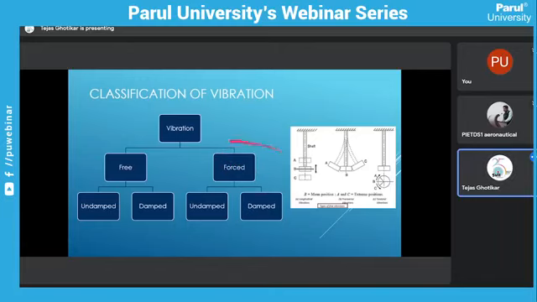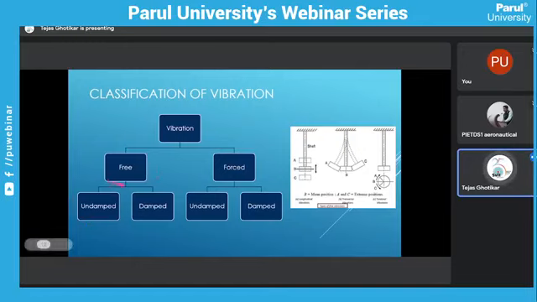And again, we can subclassify this in the form of undamped and damped vibration. What is undamped and damped vibration? In nature, there is no undamped system. It's not possible to have an undamped system in reality. In theory, we can write that there is no damping in the system, so it's an undamped system. But in practice, it's not possible. All the systems are damped.